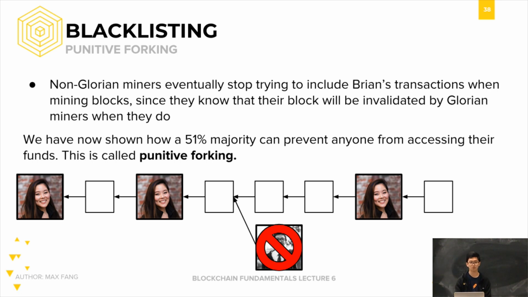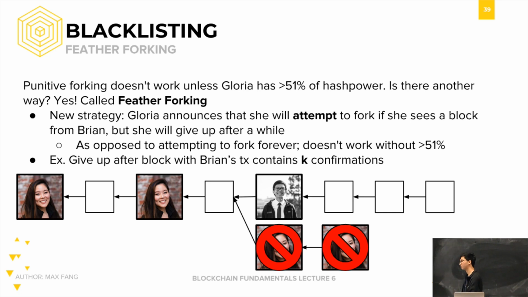Okay, so let's say Gloria, who is still this huge mining pool, has half her ASICs burned down, and she has a decreased share of the network hash rate. She can still attempt to fork me and use a method called feather forking to successfully censor me too. So the new strategy is Gloria announces that she will attempt to fork if she sees a block from me, but she will give up after a while because now that she has less than 51% of the network hash power, she can't reliably outpace the honest majority. So the example is to give up after I have 3 blocks ahead of me.